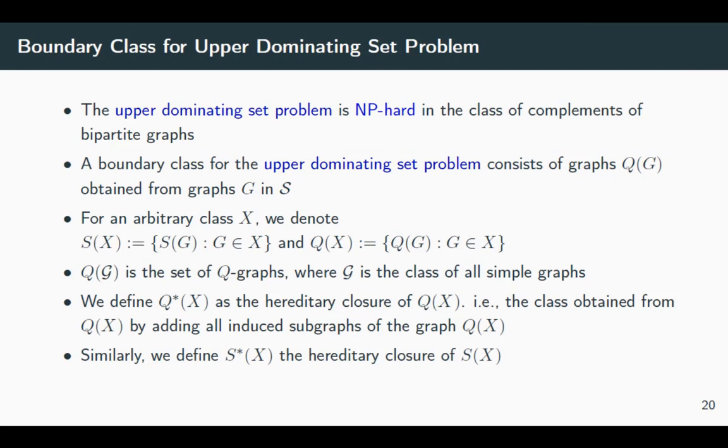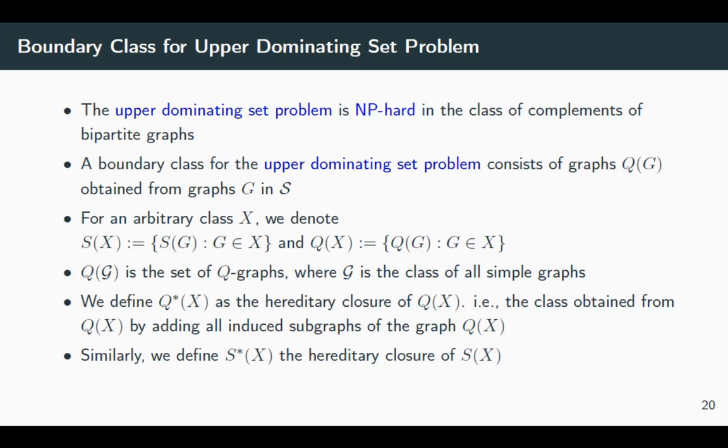So we know that the upper dominating set problem is NP-hard in the class of complements of bipartite graphs. So we say that the boundary class for the upper dominating set problem consists of the graphs Q of G obtained from the graph G in S. What is this S? S is the limit class for the maximum independent set problem, right? So if I have all simple graphs G represented in the calligraphic G class, then Q of G is the set of all Q graphs of the class of simple graphs.